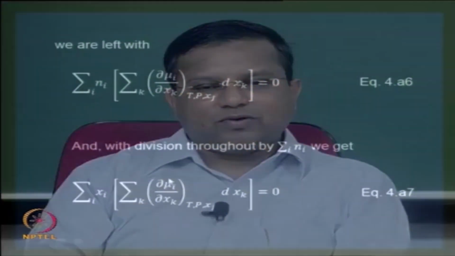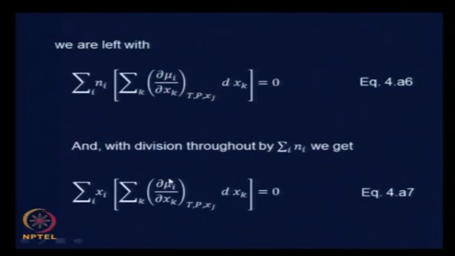What we are going to do in the next class is substitute mu i in terms of mu i hash, gamma i, xi and so on, and see where we go. Remember, the whole idea is that this is an exercise starting from the Gibbs-Duhem equation. We are going to show a specific relationship, that is why we are doing all this.